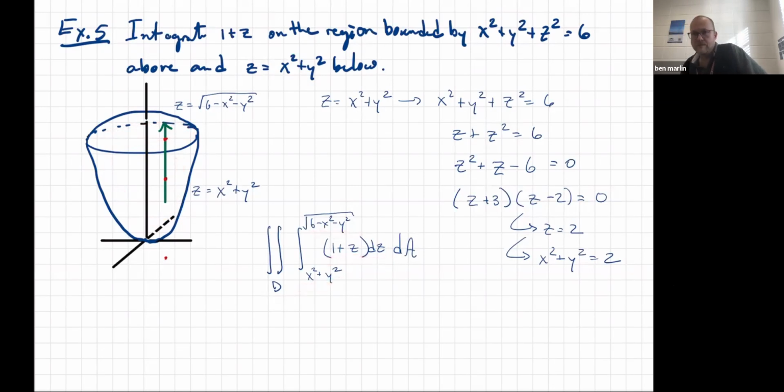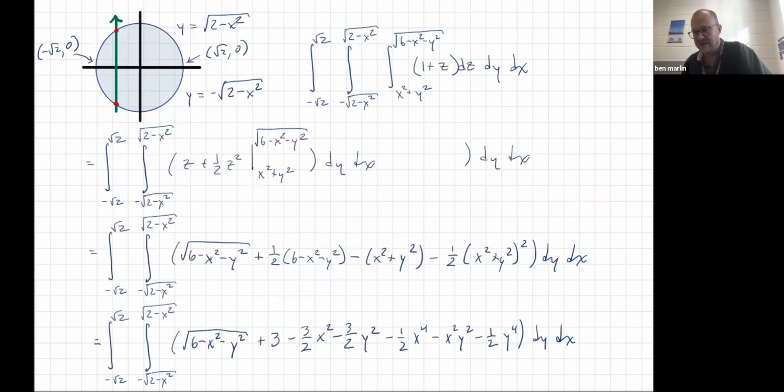Now, we will pay the price for my putting in that 1 plus z as we go along. With the setup, once you know you've got this circle, x squared plus y squared equals 2, we can set up our integration. As we draw an arrow up, we hit the minus square root and the plus square root as we enter and exit the region. Then we ask where our x's go, and they go from minus root 2 to plus root 2.